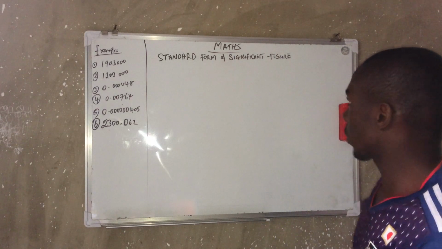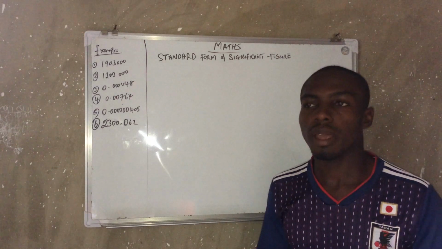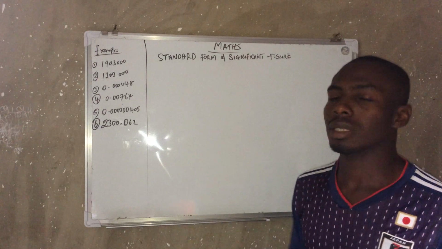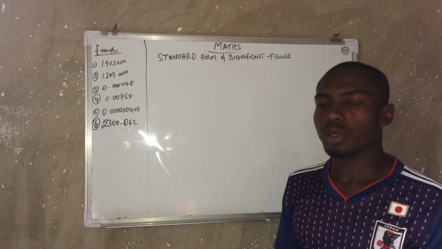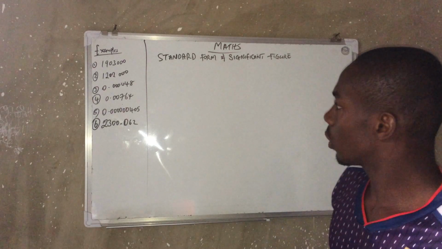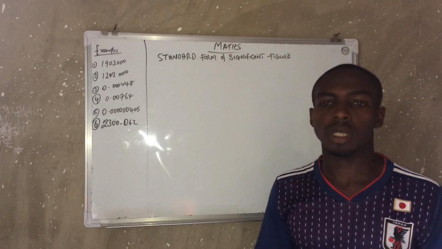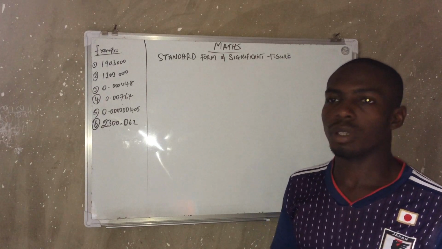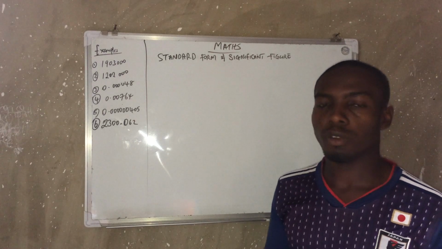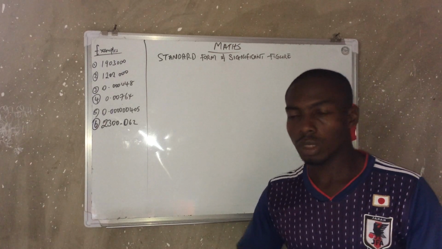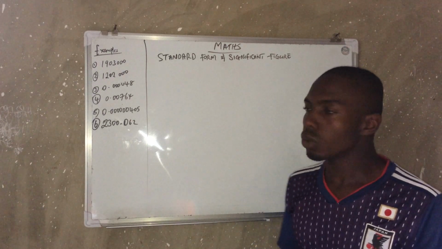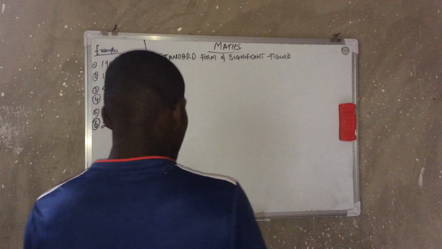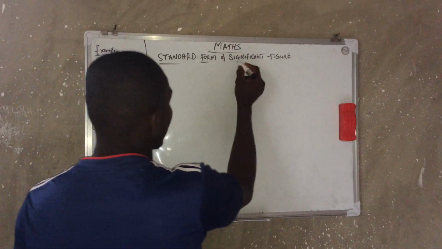Well, I'll be starting with significant figure, and my aim of doing this is that by the end of this class, you can be able to solve standard form, solve significant figure, find the significant figure of the standard form, or change any number from its original form to a standard form. So I'll start with significant figure.